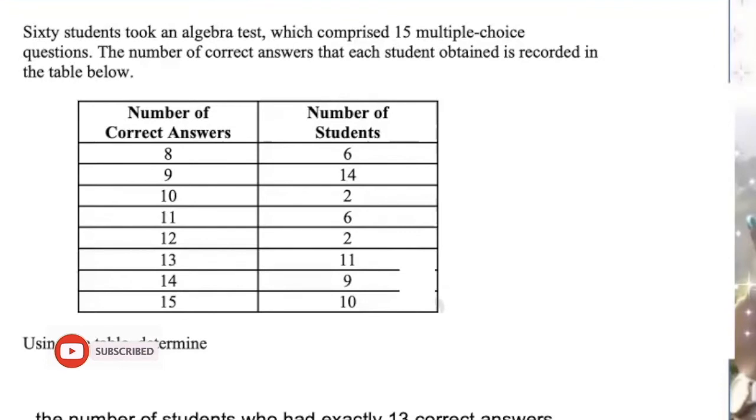The number of correct answers is on our left, and the number of students is on our right. Now, this is saying that 6 students got 8 out of 15. 8 correct means they got 8 out of 15. 14 students got 9 out of 15. Because remember, we stated that there are 15 multiple choice questions.